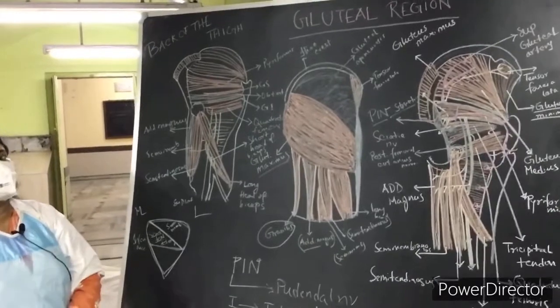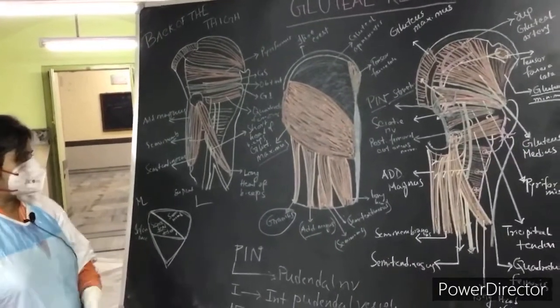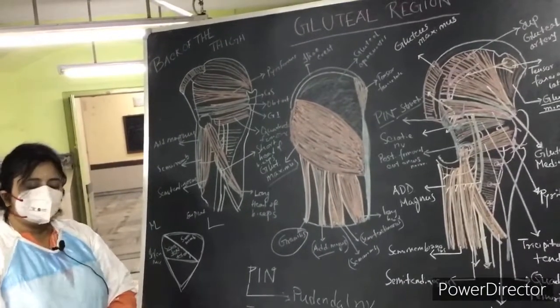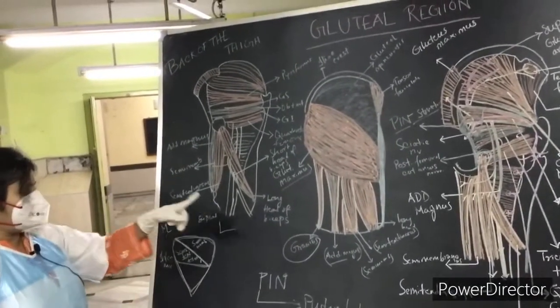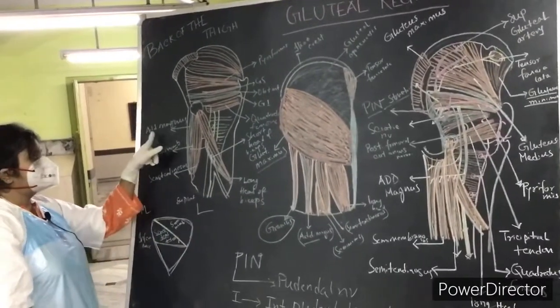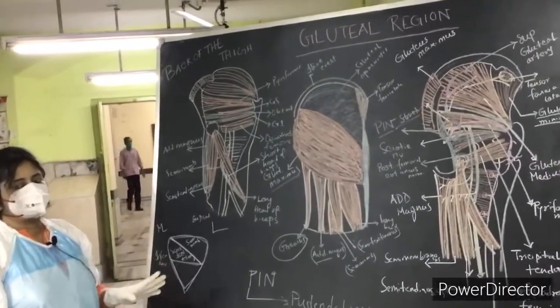So it is not beyond the knee joint. So it is not fulfilling the criteria for true hamstring muscles. So the long head of biceps and the adductor magnus both are modified hamstring muscles.